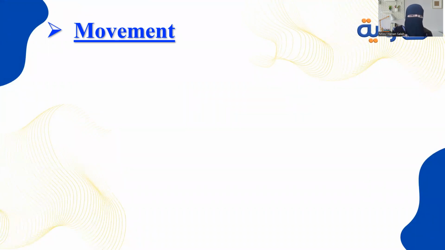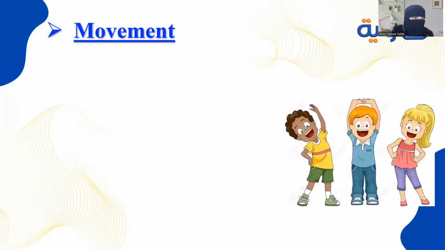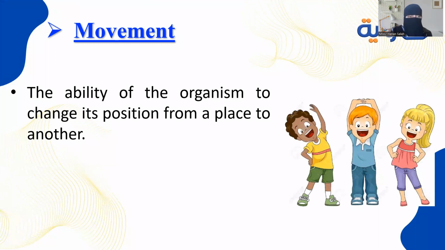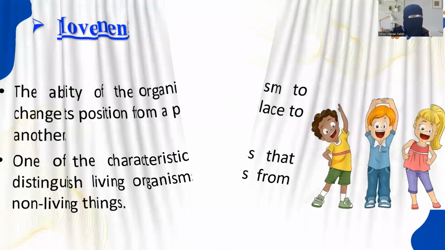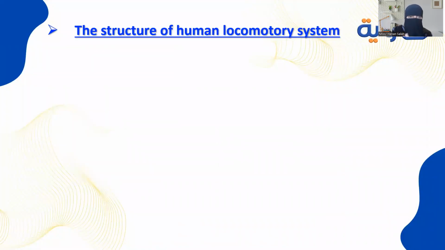How to move, how to make any movement around you, by the locomotory system. But what is the meaning of movement? I mean to transfer from one position to another, to change your position from one place to another. That's the movement. You can do that by the locomotory system, and also by the nervous system, because the nervous system will give you the message to move.